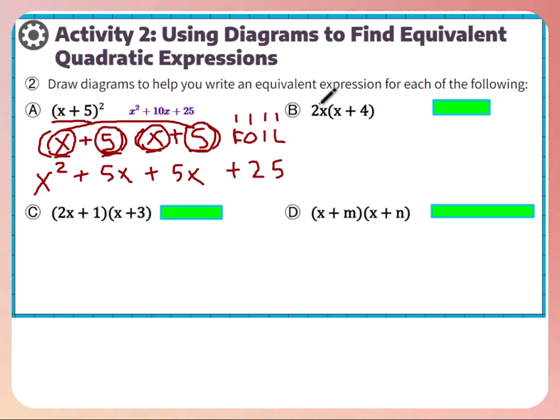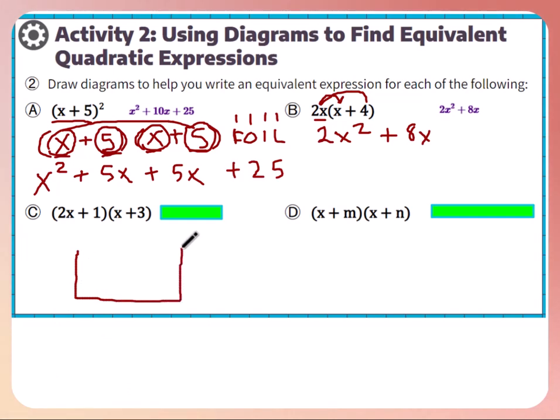All right, B, we have one term. We already know how to distribute one term. Multiply 2x times x, that's going to be 2x squared. And then 2x times 4, 2 times 4 is 8. And we have that x. Don't forget about the x, so go slow. Then add those two terms together. 2x squared plus 8.